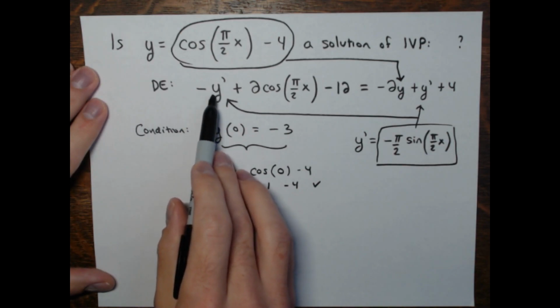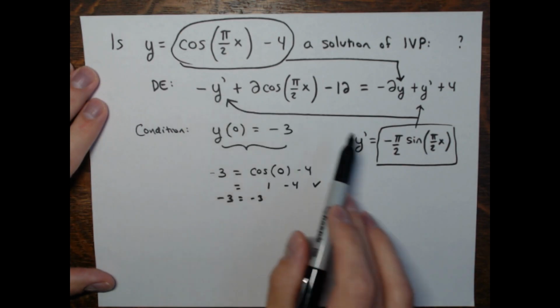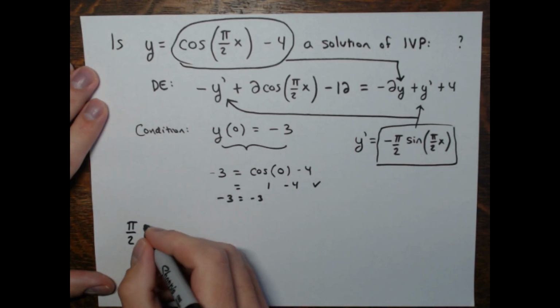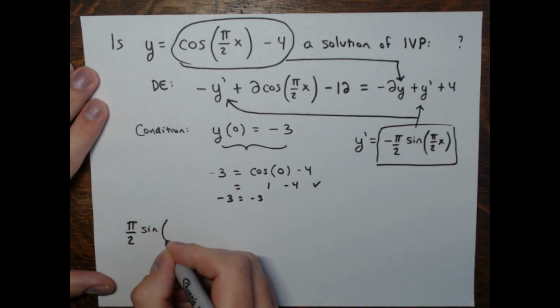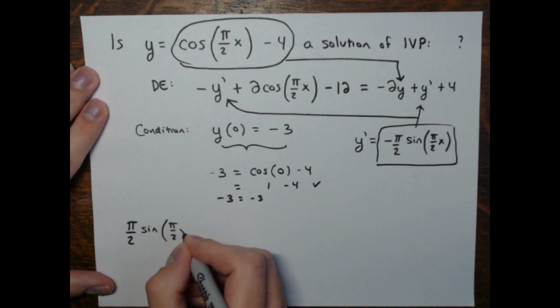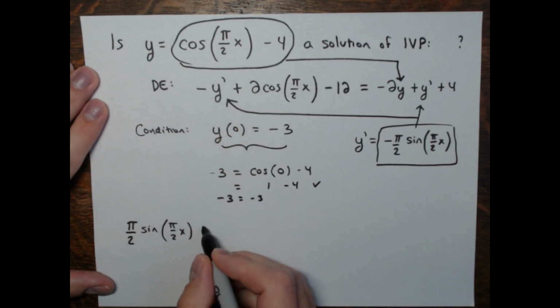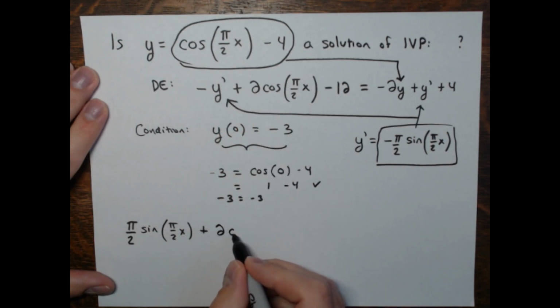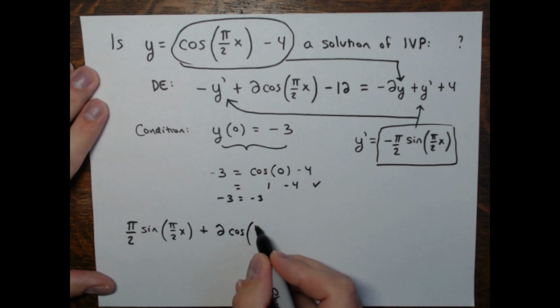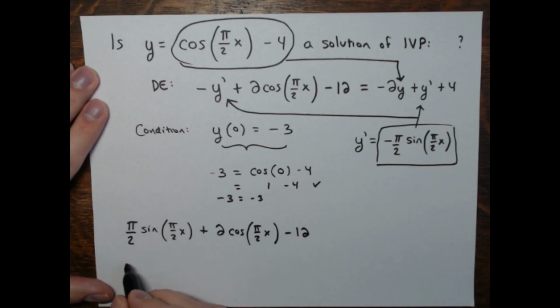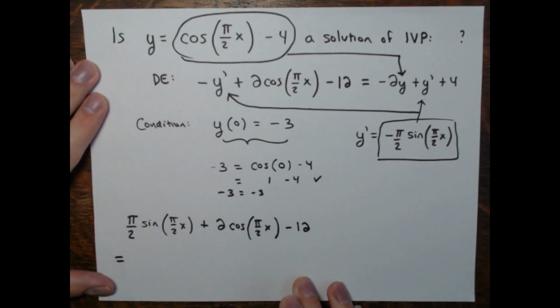So the first term over on the left side, you have the opposite of y prime, so it'll be positive pi over 2 times the sine of pi over 2 times x. And then we got plus 2 times the cosine of pi over 2 times x. And then minus 12. All right, so that's the left side.